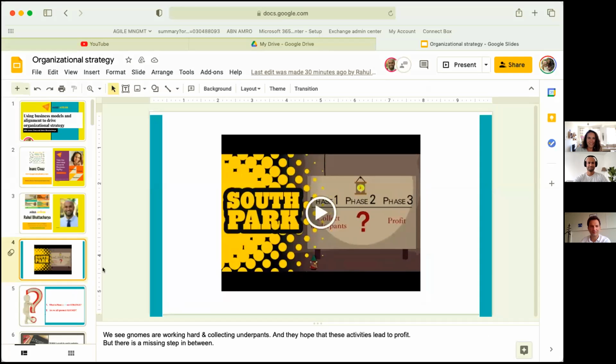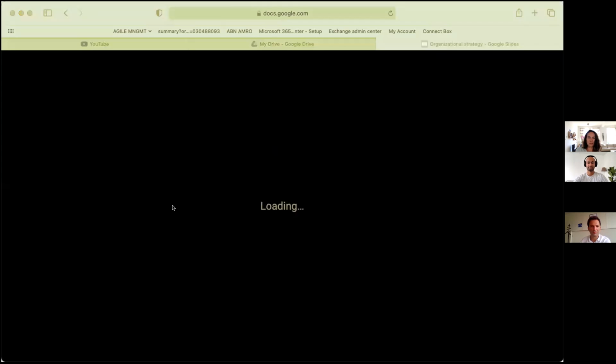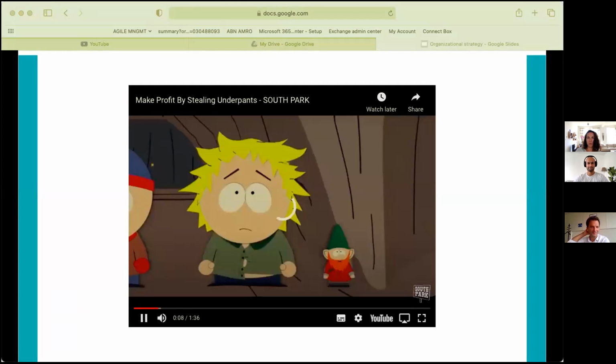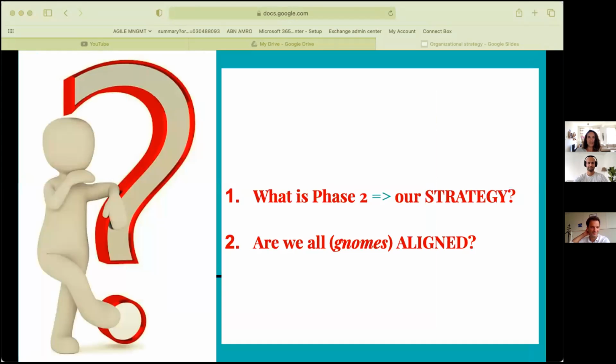Here you see, it's a bit interesting video. And so I guess I need to, again, make this story. So we see gnomes are working hard and they are trying to collect the underpants. And they hope in the end these activities lead to profit. But there is a missing step in between, as you see. The missing step indeed is called strategy. What is their strategy? We don't know. And the second important question arising, indeed, is: are all gnomes aligned during this activity?